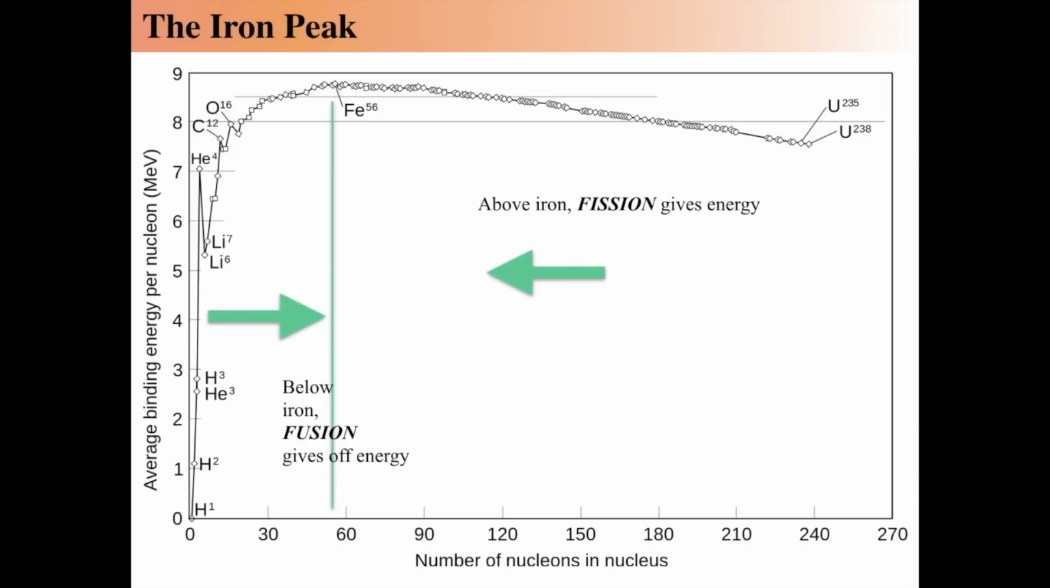And here's a view of that thing again. Below iron, fusion will give off energy. Above iron, fusion takes energy, or more specifically, fission gives off energy. So that's why we use uranium in order to power our nuclear power plants, because uranium falls apart. And as it falls apart radioactively, it gives off energy. And that's what the far right-hand side shows.